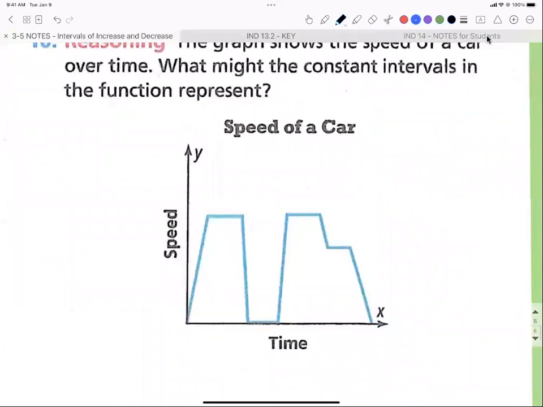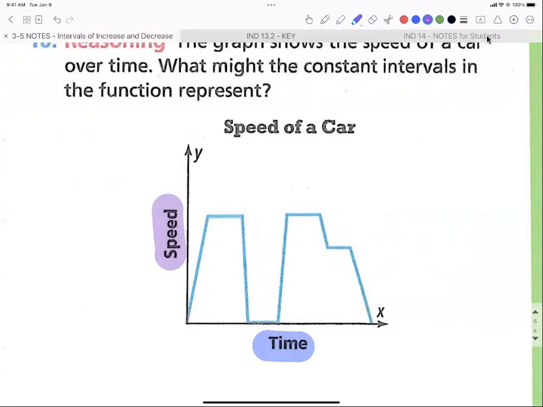Notice what is different about this graph and what we just did with Sally walking to Walmart, right? What is different about this graph? We still have time. What's different? Caitlin? Well, there's actually 3 constant spots. Corbin? Yeah, it's speed and not distance.